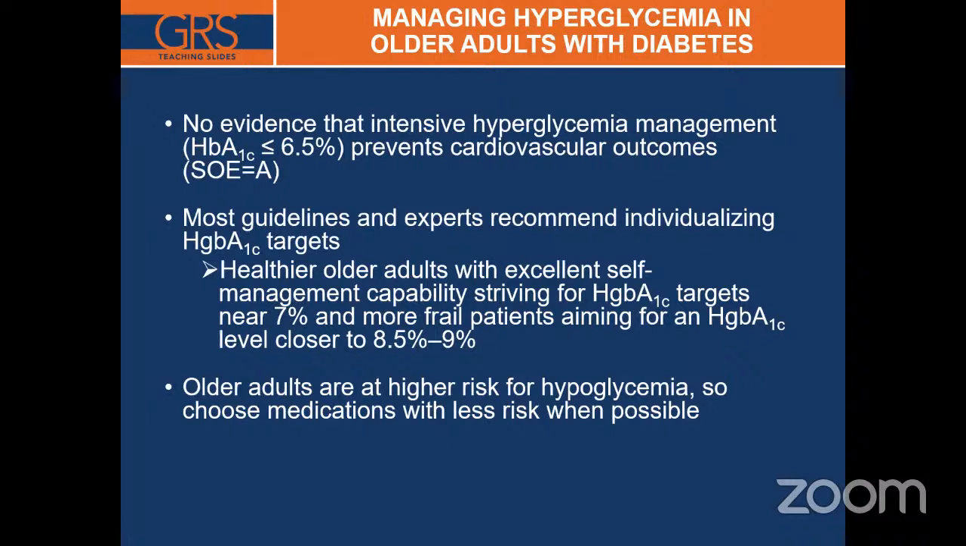Most guidelines and experts recommend individualized hemoglobin A1C targets. Healthier older adults with excellent self-management capability should strive for hemoglobin A1C targets near 7%, and more frail patients should aim for a hemoglobin A1C level closer to 8.5 to 9%. Older adults are at high risk for hypoglycemia, so choose medication with less risk when possible.